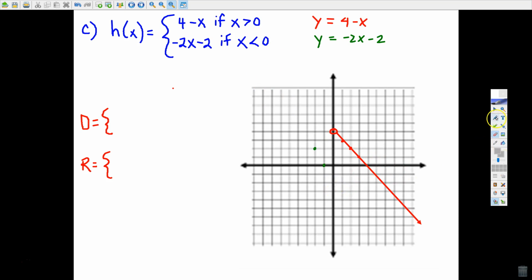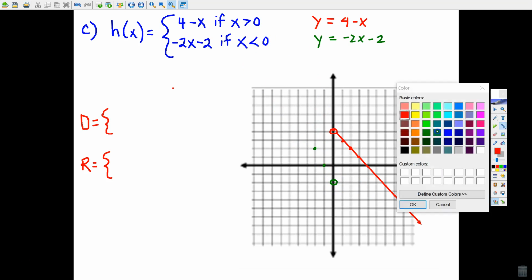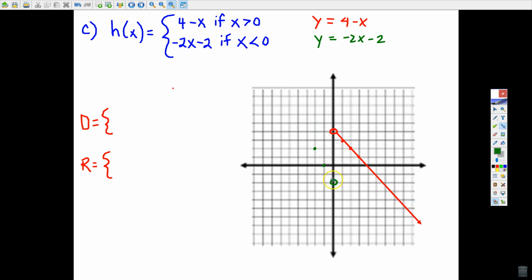This dot right here, which is (0, negative 2), can't be included because it has an x coordinate of 0, and it has to be less than. So we're going to show the domain being restricted to all the x values that are less than 0. Okay, and that takes care of the graph. And now let's see if we can work on the domain.